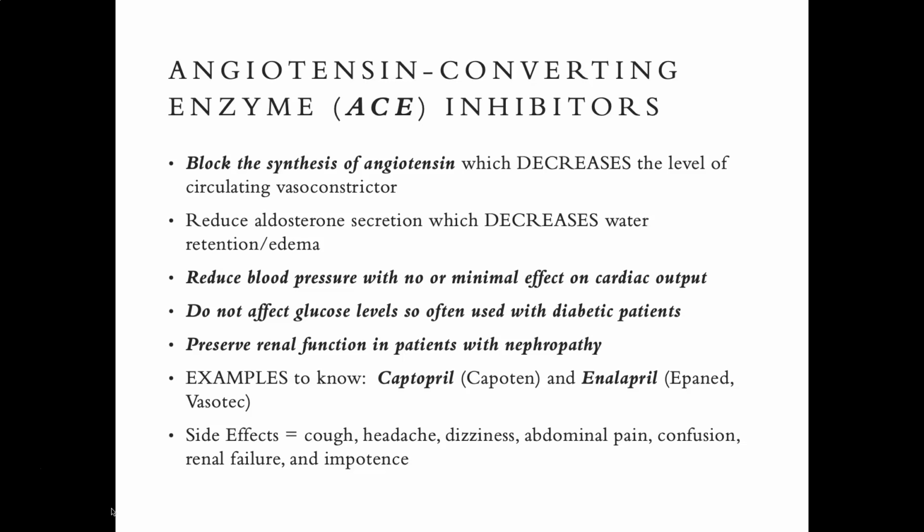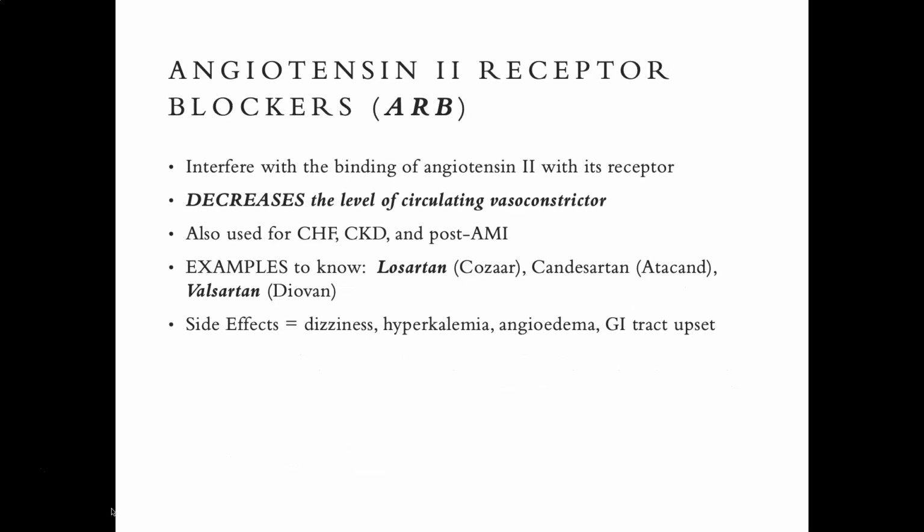Some examples to know are captopril and enalapril. Don't know why I can't spit that out, but enalapril. So you've got ACE inhibitors, where you're inhibiting something that has to do with angiotensin. That's actually the synthesis of it. Then you have ARBs, angiotensin receptor blockers.